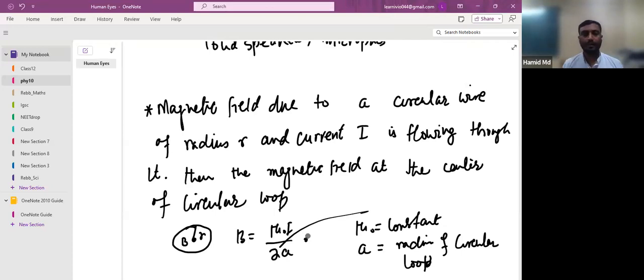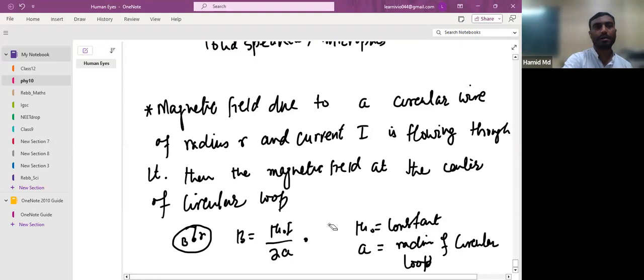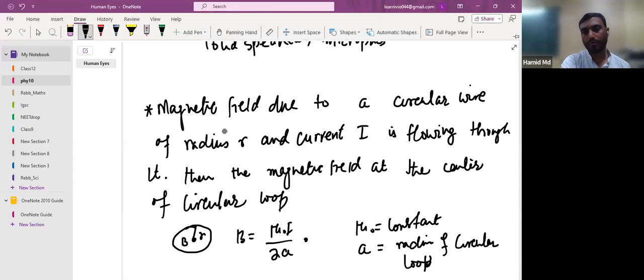Clear? Did you understand it or not? This is just a formula you have to keep in mind. Clear? Mu naught I over 2a. So this formula is clear. Yes, sir. Take a screenshot, or write it down if you want to.